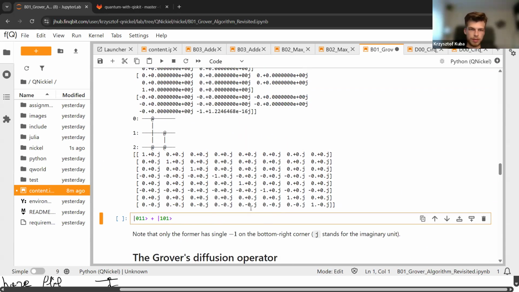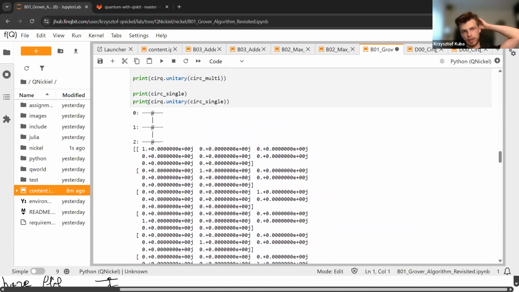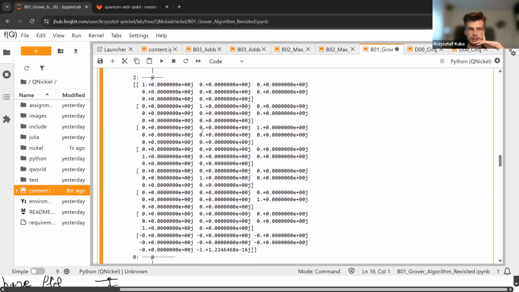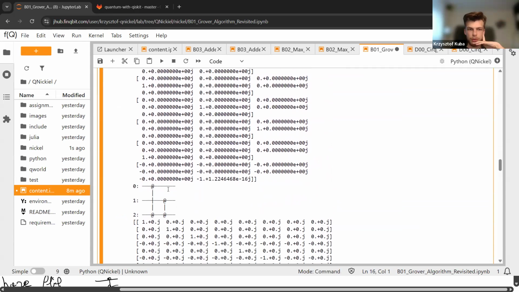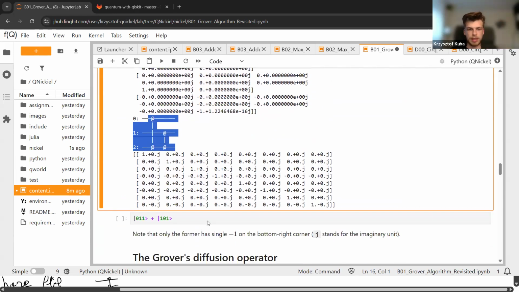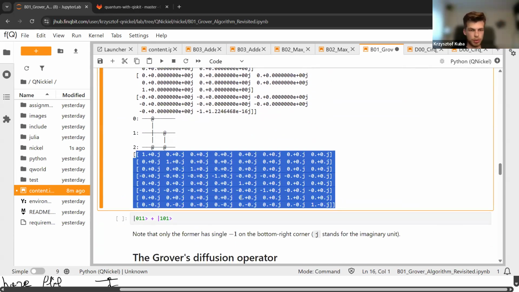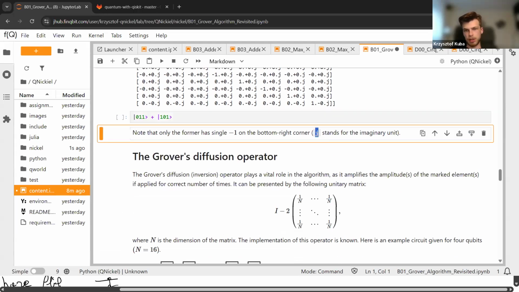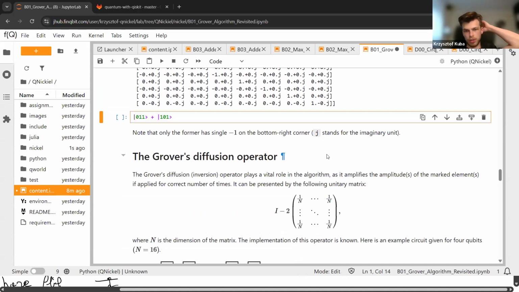So you can see the difference of applying a single multiple controlled Z gate versus applying two separate single controlled Z gates. The states are different. The matrix representations are also different. And this j also stands for the imaginary unit, but we don't need to talk about it yet.